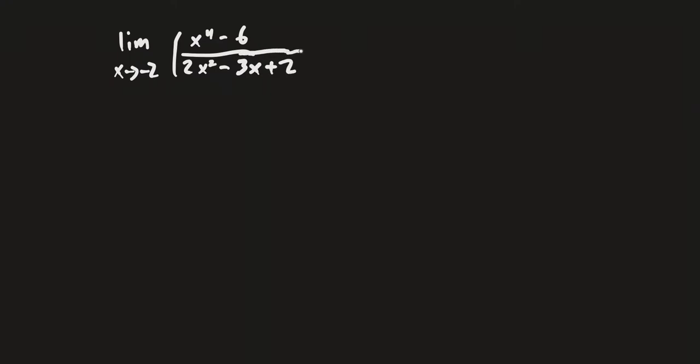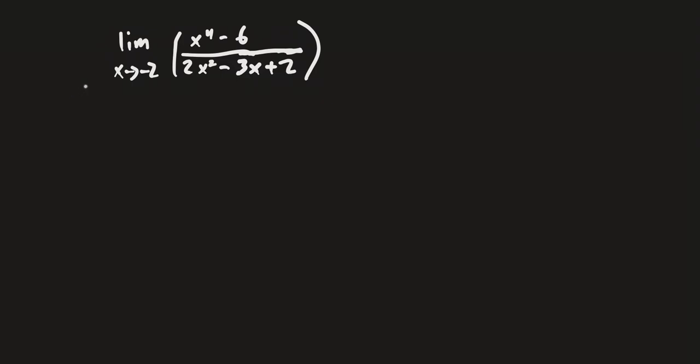Alright, so in this video, we're going to be finding the limit as x approaches negative 2 of x to the fourth power minus 6 over 2x squared minus 3x plus 2. Okay, so we're going to be using the limit laws in order to solve.